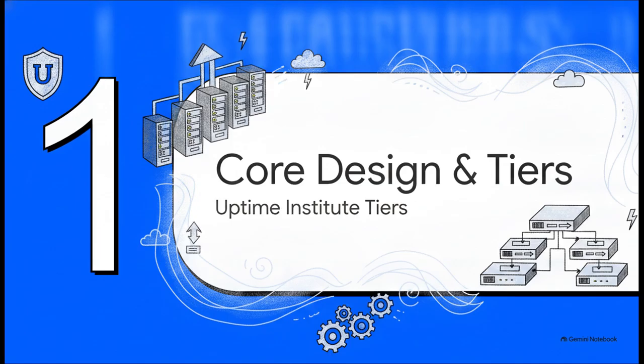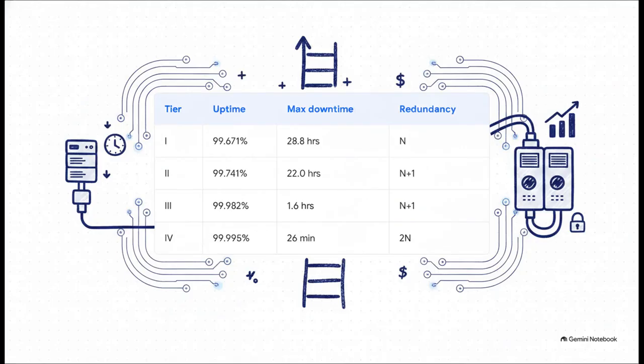Let's talk about the Uptime Institute tiers. This tier data brilliantly shows the literal exponential cost of reliability. I mean, look at Tier 1. It gives you 99.671% uptime. Sounds pretty good, right? Well, until you realize that actually allows for almost 29 hours of downtime every single year. But then, check out Tier 4, 99.995% uptime. We're talking just 26 minutes of downtime for the entire year.